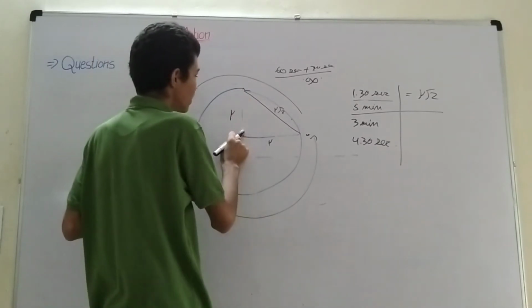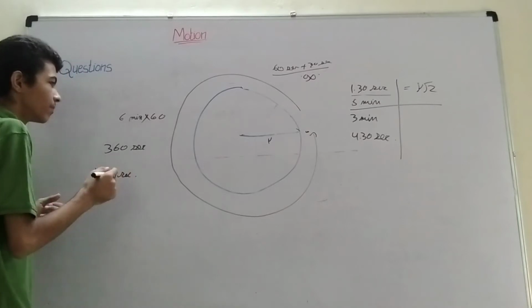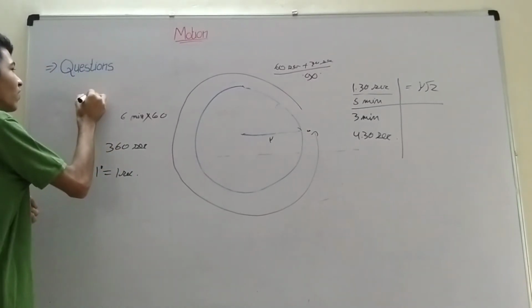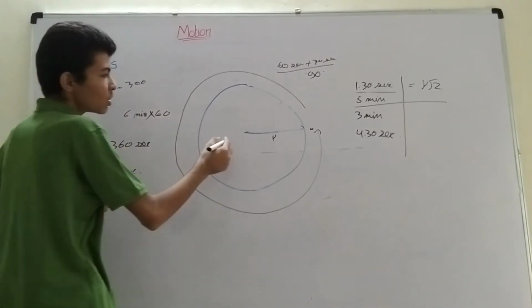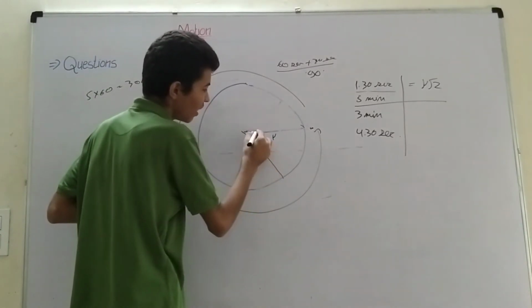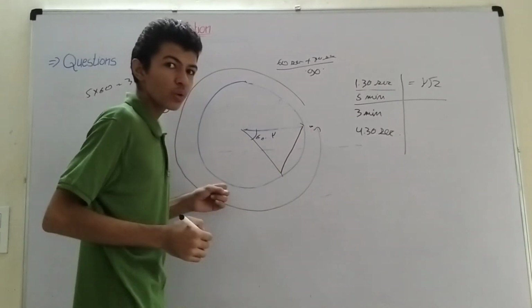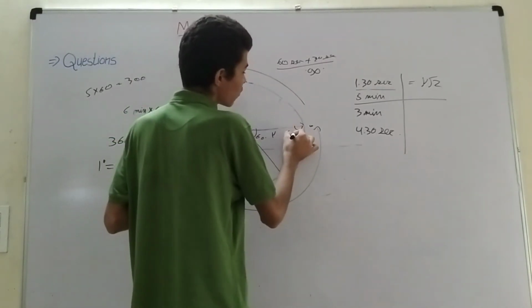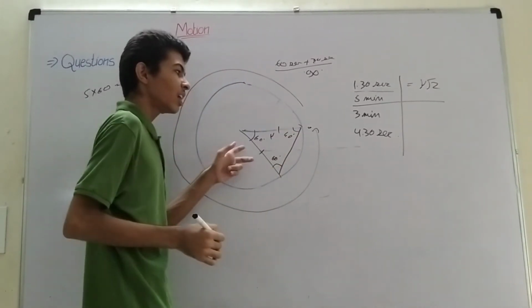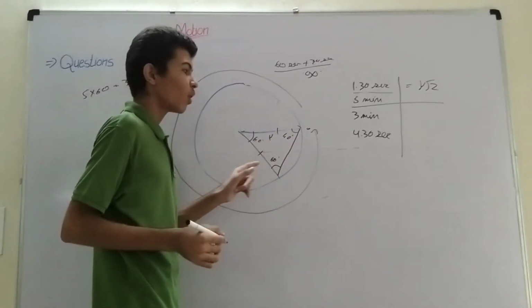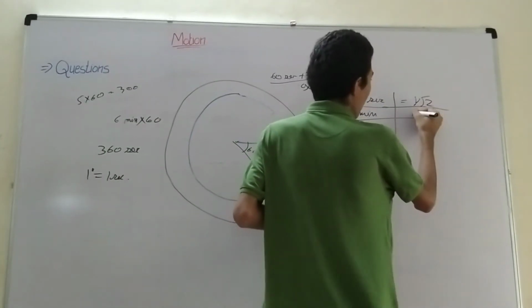So after 5 minutes, where would the body reach? After 5 minutes, we can do 5 into 60, that is 300 degrees. So after the 300 degrees, it is only left with 60 degrees. So we can see an equilateral triangle is formed because these two sides are equal. So these two angles would also be equal. So now the displacement of this angle is R.